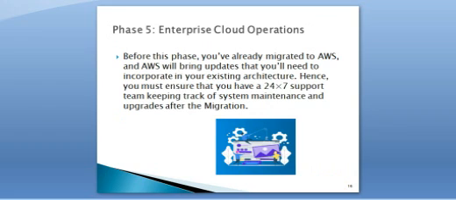Phase 5. Enterprise cloud operations. You have already migrated to AWS, and now AWS will bring updates that you'll need to incorporate in your existing architecture. You must ensure that you have a 24/7 support team keeping track of system maintenance and upgrades after the migration.